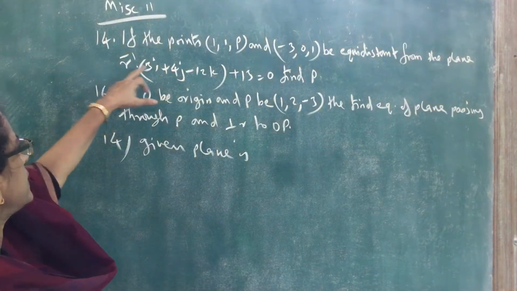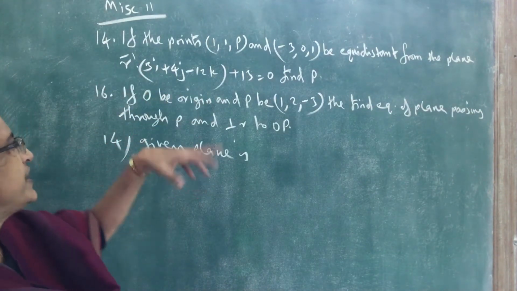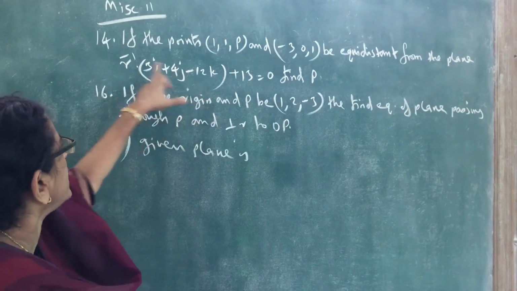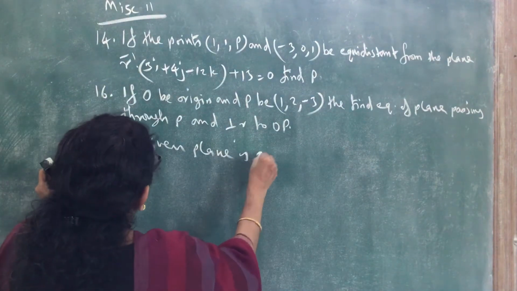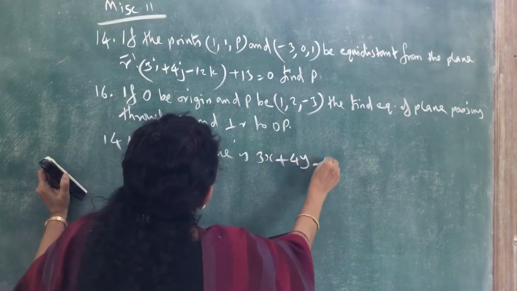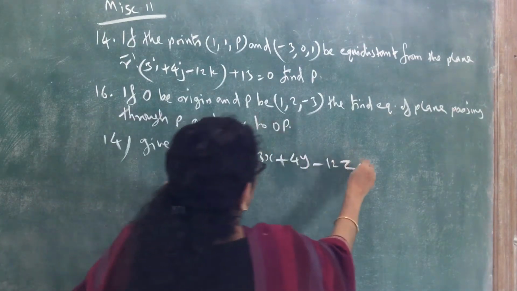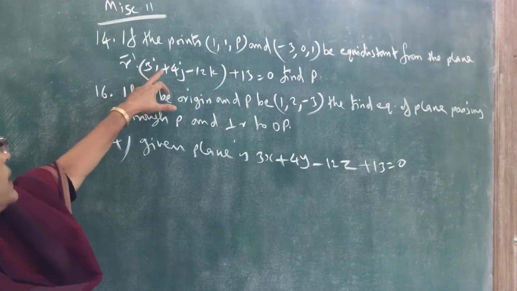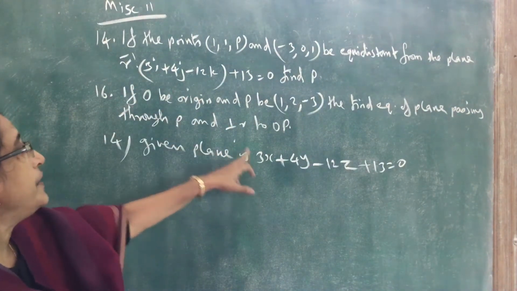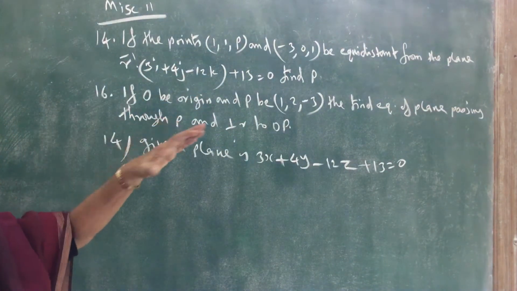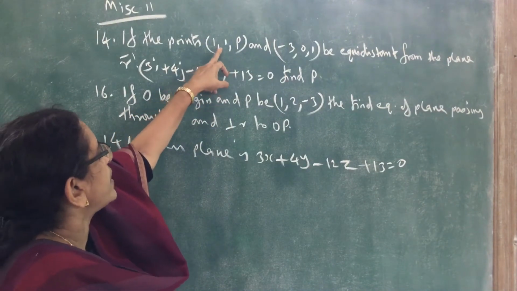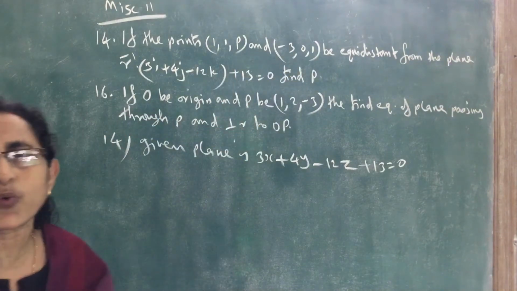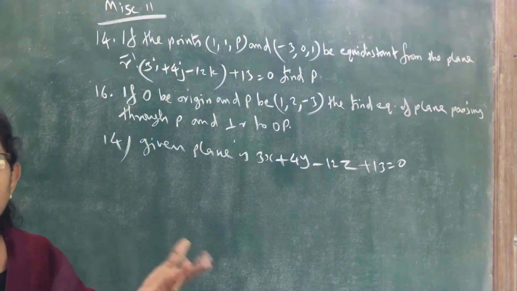So when we find the dot product, we get 3 into x plus 4 into y minus 12 into z. So 3x plus 4y minus 12z plus 13 equal to 0. So this is the given plane in Cartesian form. Now, given that the distance from the point (1, 1, p) to the plane and the distance from the other point to the plane are equal, we can find the distance from each point to the plane.